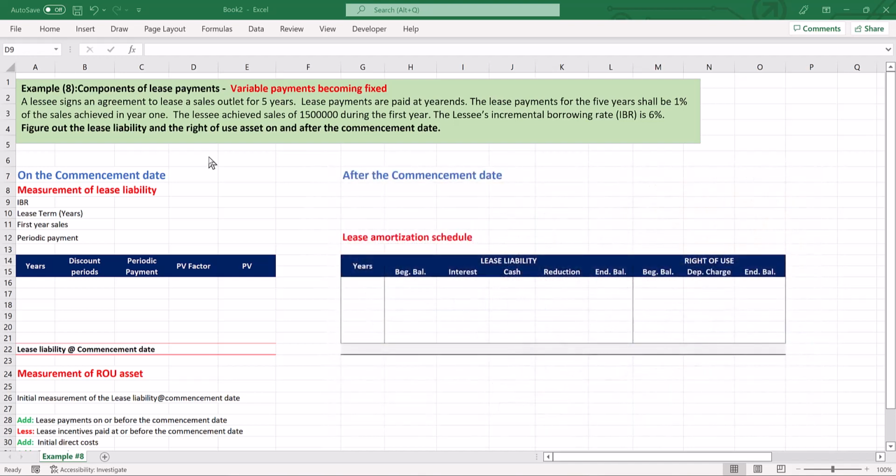So let us do our workings. The lessee's incremental borrowing rate is 6%. The lease term is 5 years. Sales during the first year amounted to 1,500,000. So, the periodic payment is 1% of sales, 15,000. List the years of the lease term from 1 to 5 in the first column.